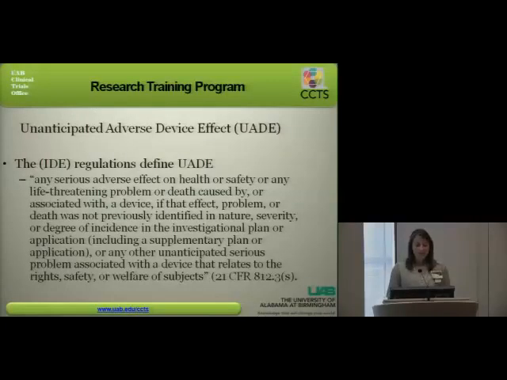So an unanticipated adverse device effect would be any serious adverse effect on health or safety, or any life-threatening problem or death caused by or associated with a device, if that effect, problem, or death was not previously identified in nature, severity, or degree of incidence in the investigational plan or the application, including a supplementary plan or application, or any other unanticipated serious problems associated with a device that relates to the rights, safety, or welfare of the subjects.